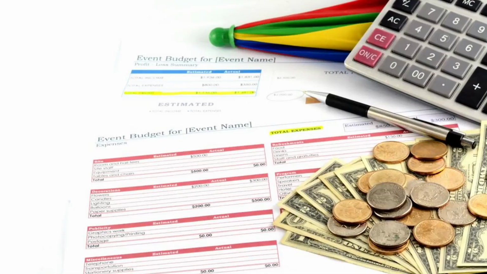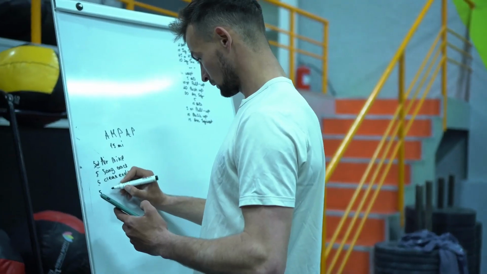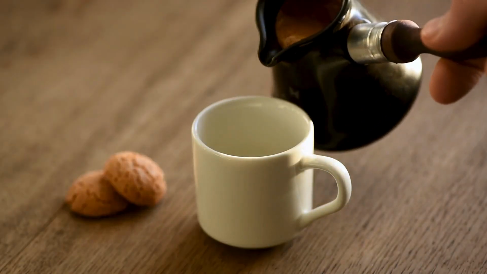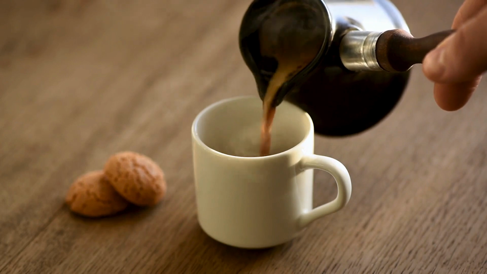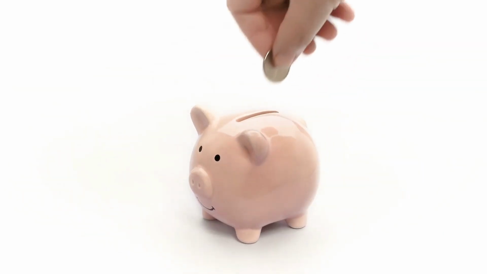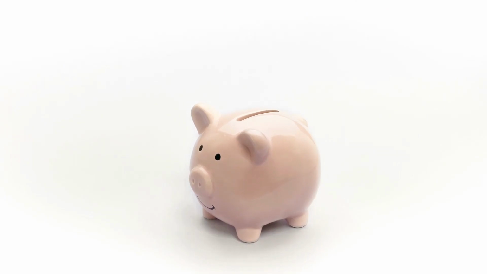Budgeting tips. Now let's talk about budgeting. Look at where your money goes each month and see where you can cut back. Maybe you can make coffee at home instead of buying it, or walk instead of taking the bus. Every little bit you save can go towards your loans. It's like filling up a piggy bank. Over time, those coins add up.